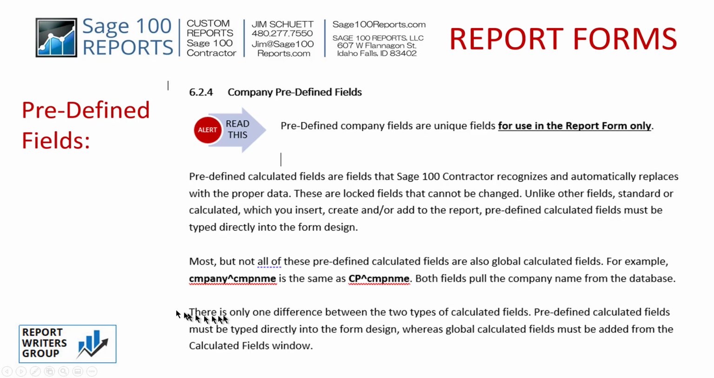There's only one difference between the two types of calculated fields. Predefined calculated fields must be typed directly into the form design, where the global calculated fields must be added from the calculated fields window.